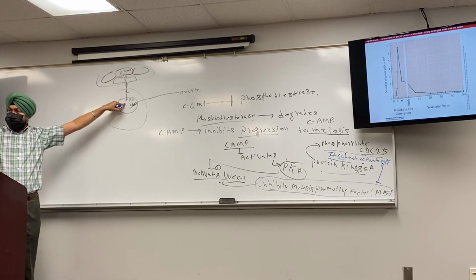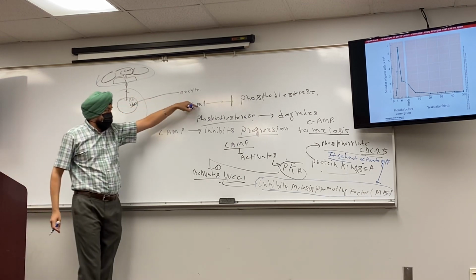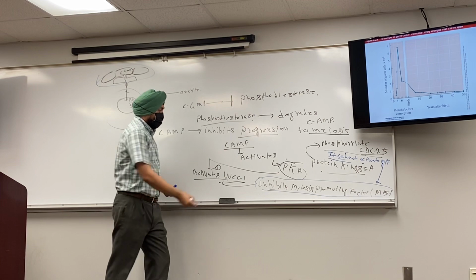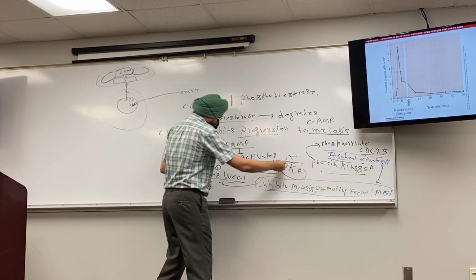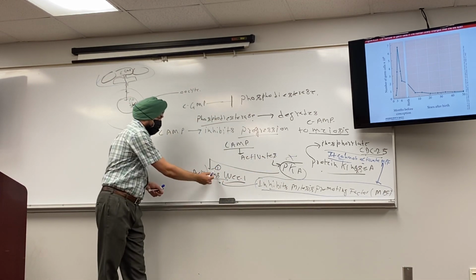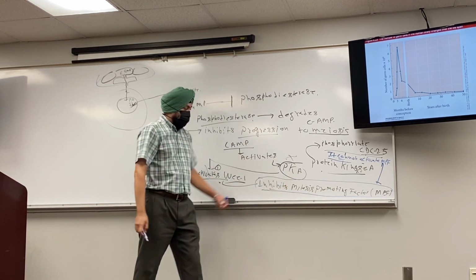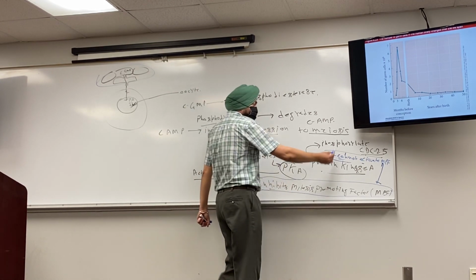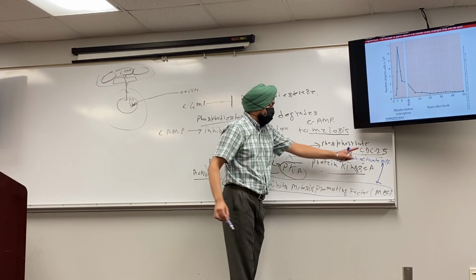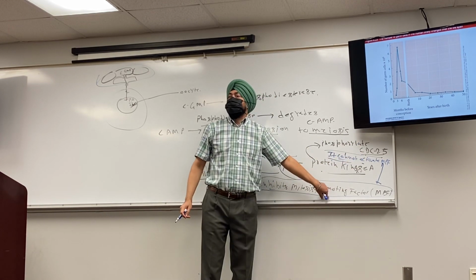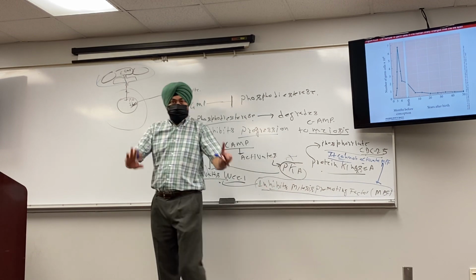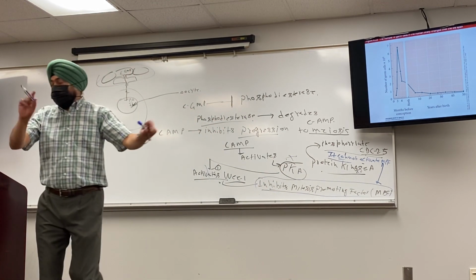Phosphodiesterase will be active. Phosphodiesterase active, it will degrade cAMP. Then PKA will not be active. Then V1 will not be active. Then this inhibition will go. Right? And then if PKA is not active, CDC25 will not be phosphorylated, so CDC25 can activate MPF. Making sense? Okay, then what happened?